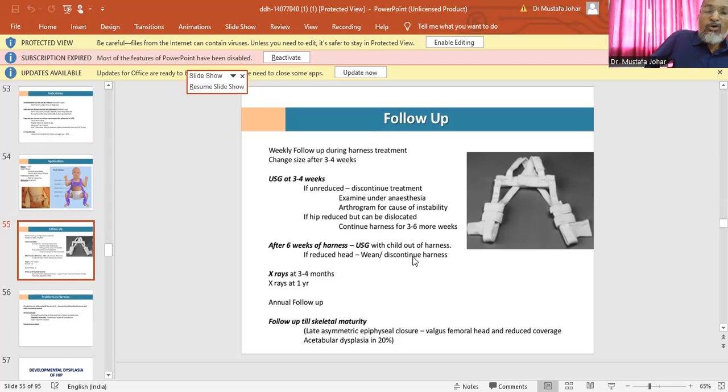By that month, the small nucleus may have appeared, and then you have to do an X-ray at 1 year of age. Then an annual follow-up is also important. Follow-up till skeletal maturity is important because asymmetric epiphyseal closure, valgus abnormal femoral head, and reduced coverage of the acetabular dysplasia occur in 20% of the cases.